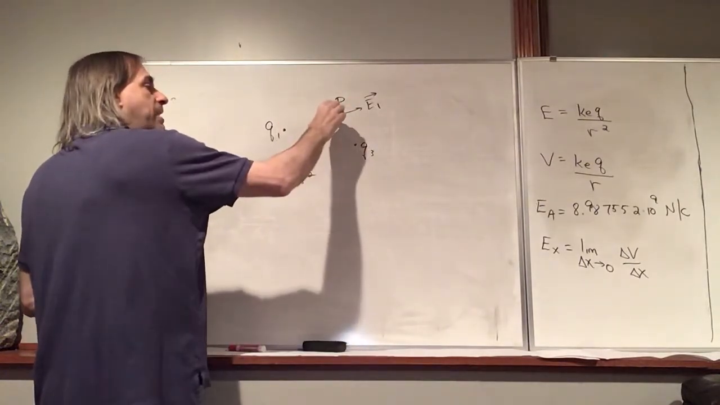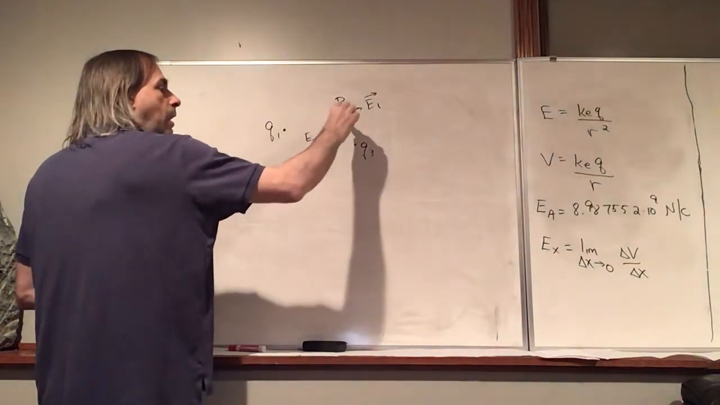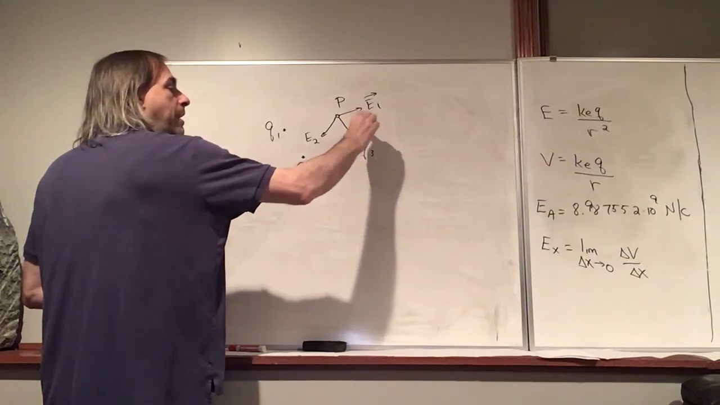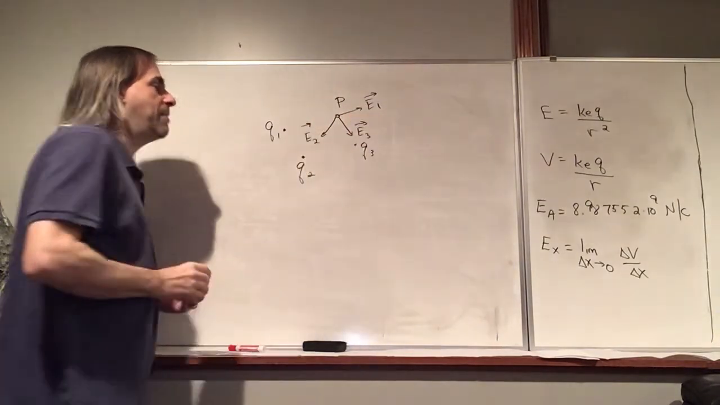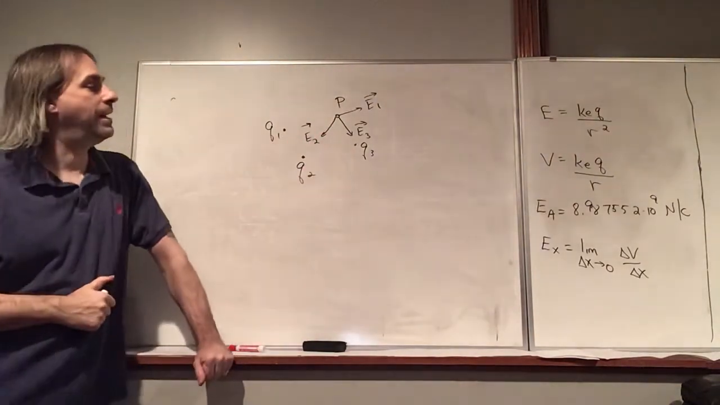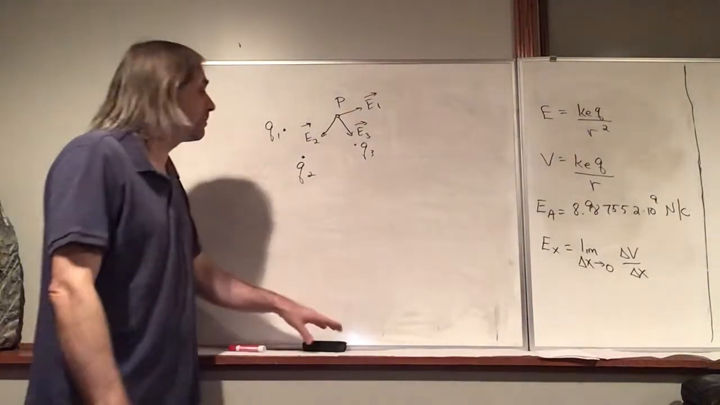Let's say Q2 is negative, so that would point in this direction. Let's say Q3 is negative as well. I just arbitrarily made up these directions. So yes, we can calculate E1, E2, and E3, and then add them up. The problem is, we have to add them up as vectors.